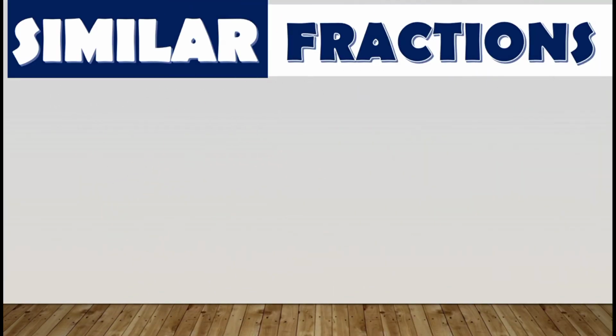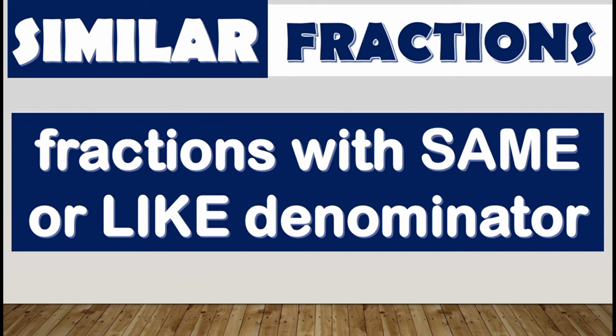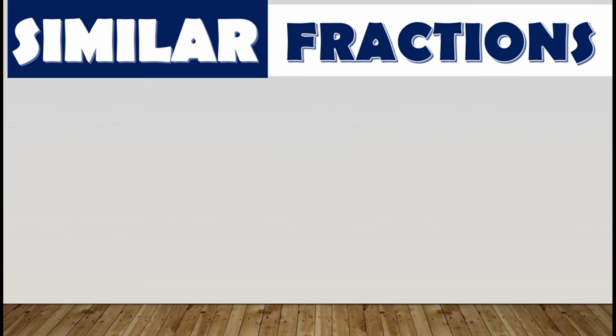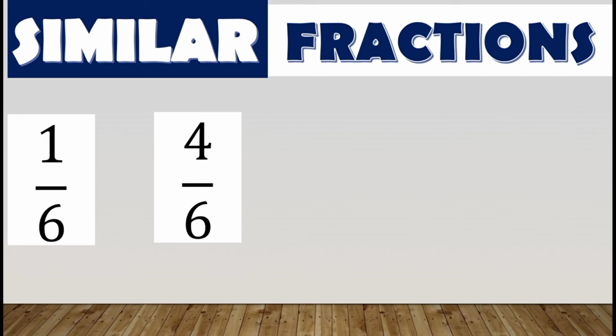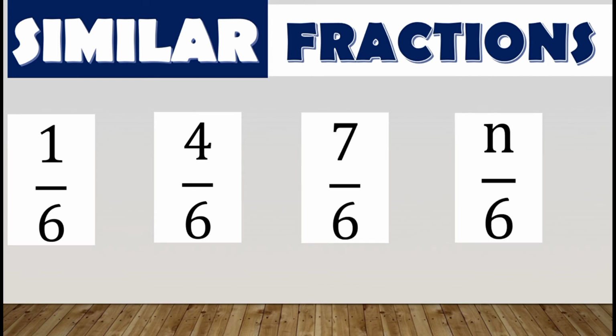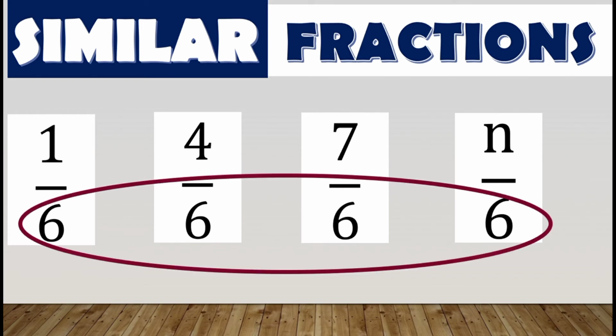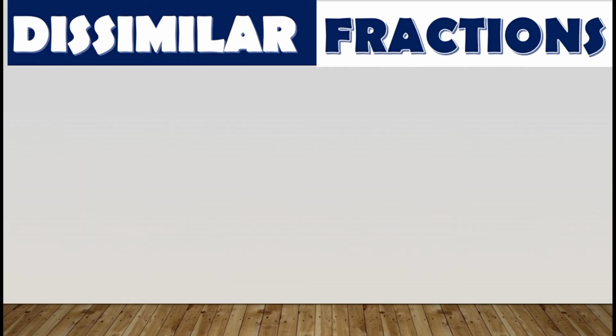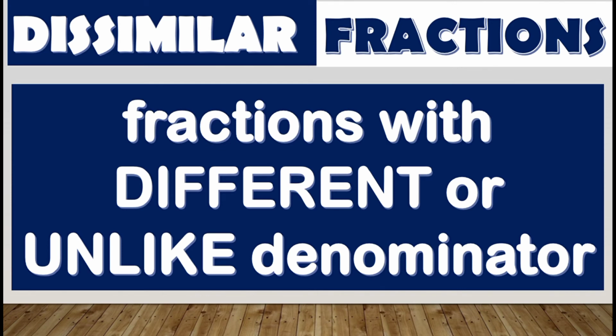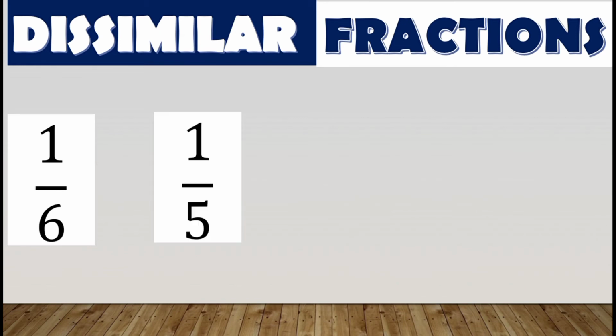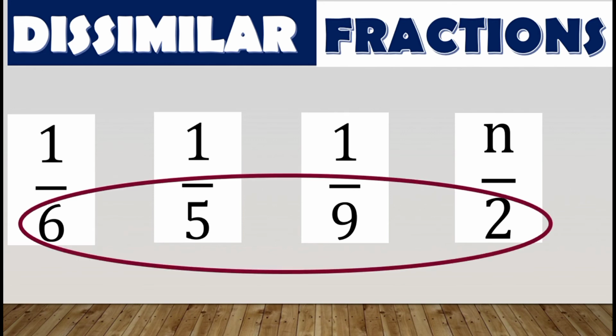Similar fractions. These are fractions with the same or like denominator. Example: 1/6, 4/6, 7/6, and n/6. Here, our denominator is 6, and they are the same, so this is an example of similar fractions. Dissimilar fractions. Dissimilar fractions are fractions with different or unlike denominators. Example: 1/6, 1/5, 1/9, and n/2. Here, our denominators are different.